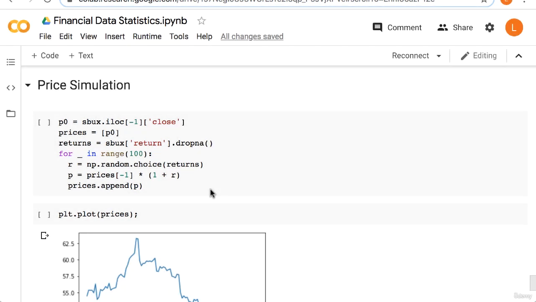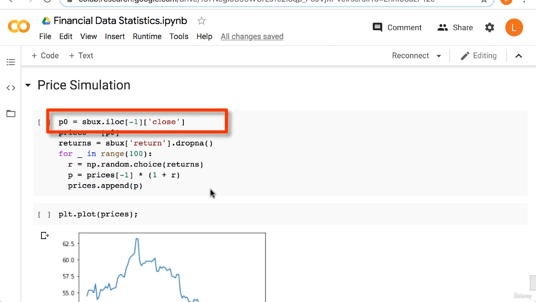In this lecture, we are going to look at how to simulate stock prices in code. As usual, you can look at the title of the notebook to determine what notebook we are currently looking at. Alright, so the first algorithm we're going to look at is the one where we sample from the existing returns.